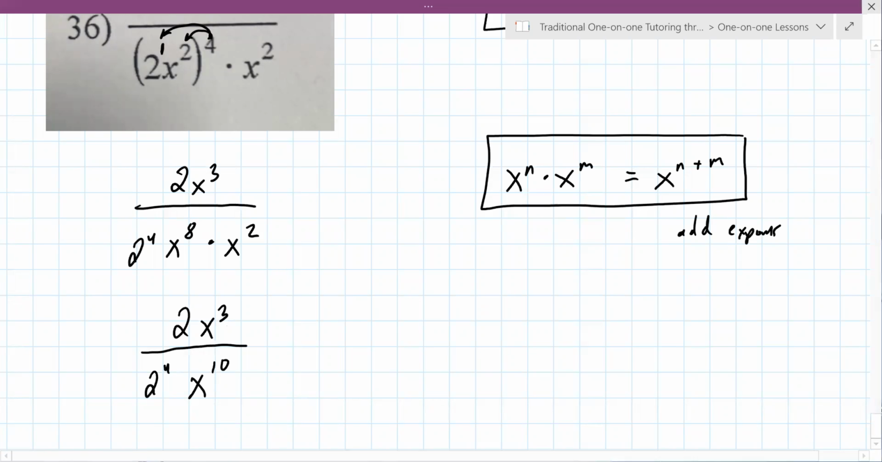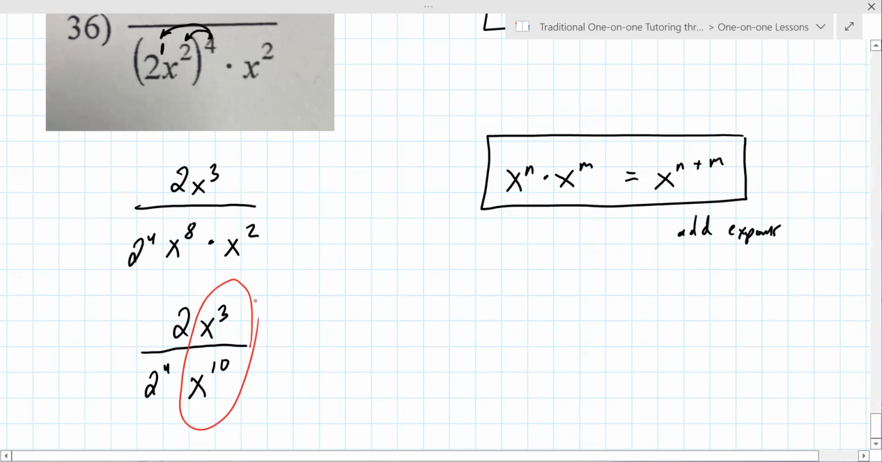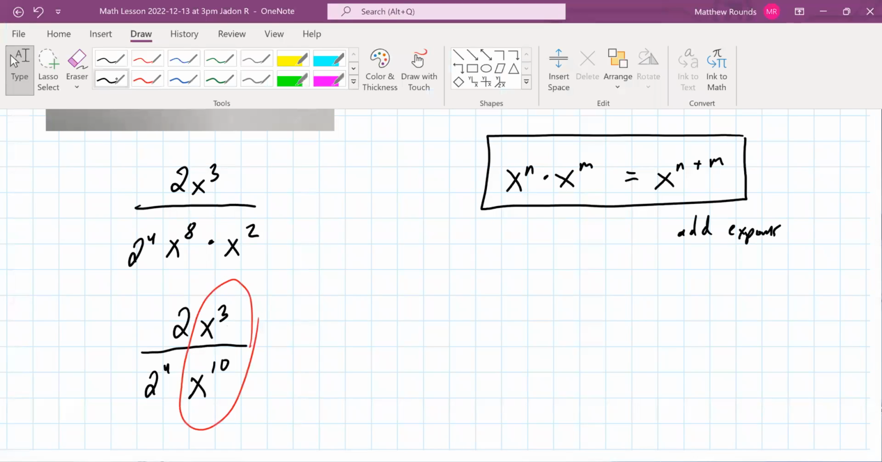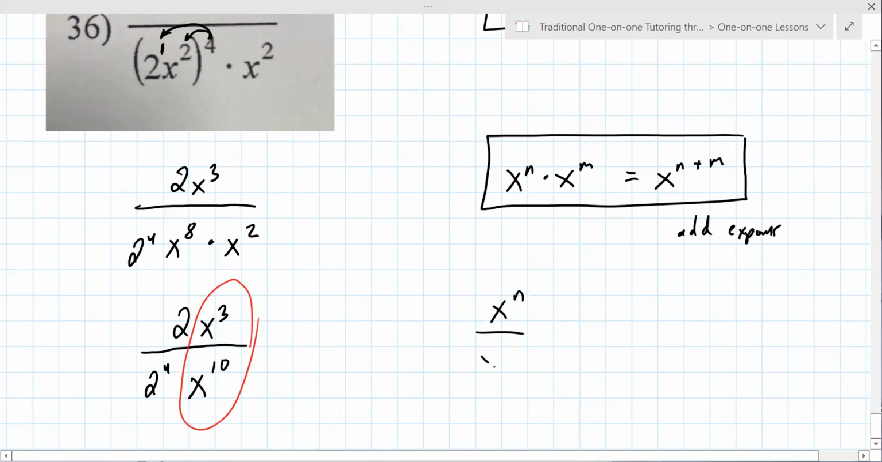All right, do you remember how to combine the x cubed and the x to the 10? It's another rule. Do you subtract? You do subtract the exponents. So it's x to the n over x to the m becomes x to the n minus m.